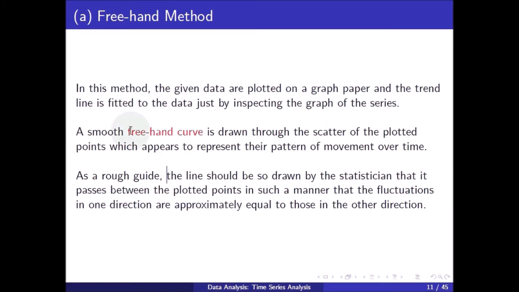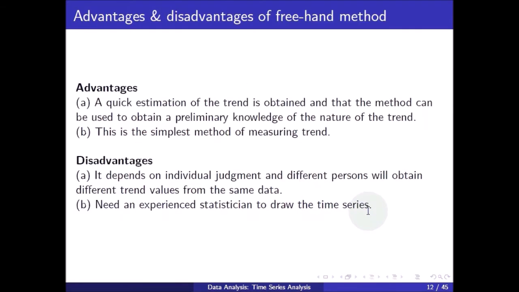A smooth freehand curve is drawn through the scatter of the plotted points, which appear to represent their patterns of movement over time. As a rough guide, the line should be drawn by the statistician so that it passes between the plotted points in such a manner that the fluctuations in one direction are approximately equal to those in the other direction. Now, advantages and disadvantages of the freehand method.